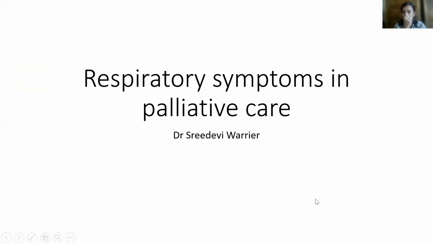As Sister Shiva mentioned during the introduction, this is one of the symptoms that we see very, very commonly in palliative care patients. When you hear respiratory symptoms, it is not just related to respiratory issues or breathlessness related to lung cancer, but in many other illnesses we see a lot of respiratory issues for patients coming to palliative care.